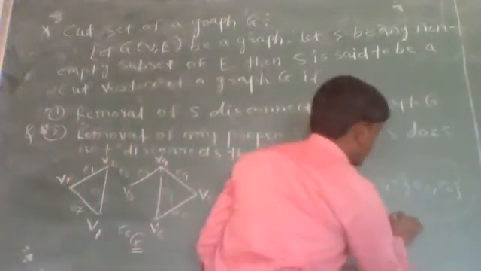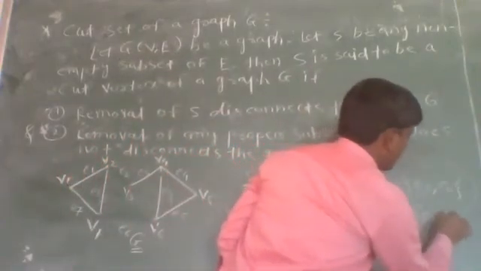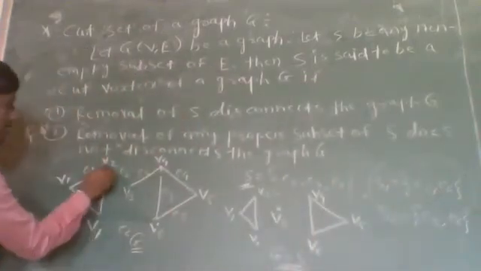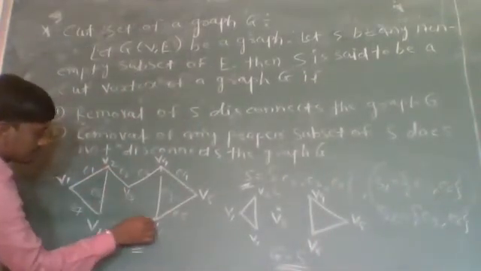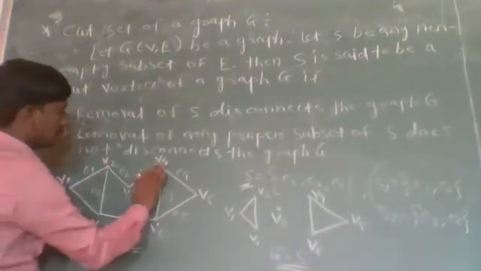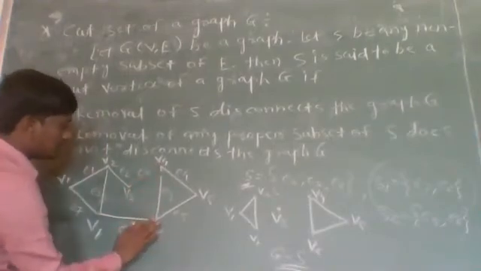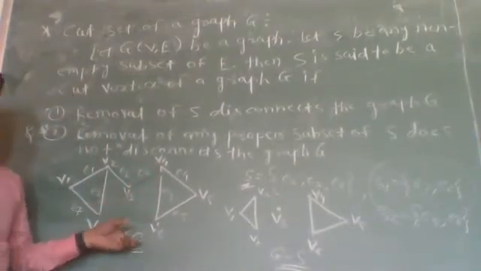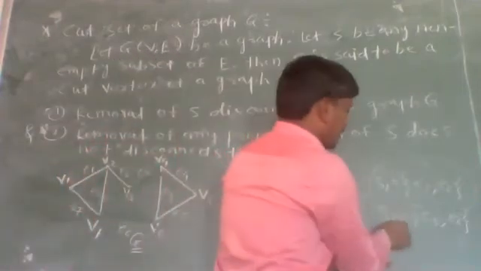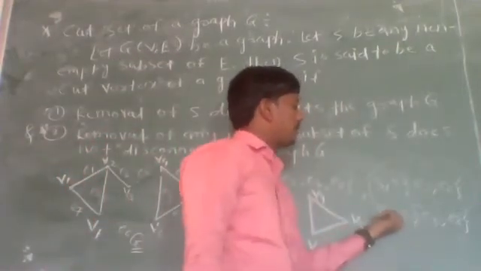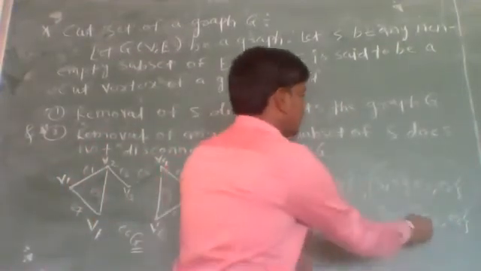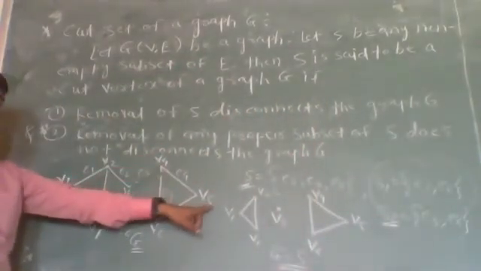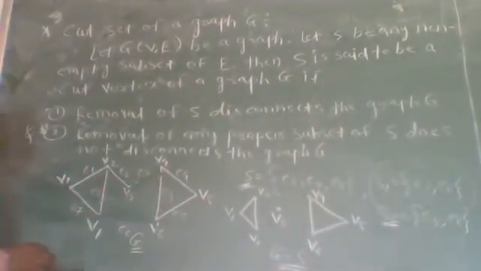Similarly, if we take S2 containing E3 and E6, then removal of E3 and E6 again gives a disconnected graph. And if we remove any proper subset of S2, then it does not disconnect the graph G, hence S2 is again a cut set of a graph G.